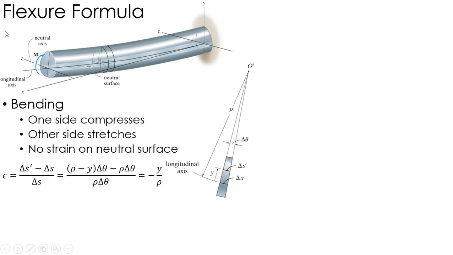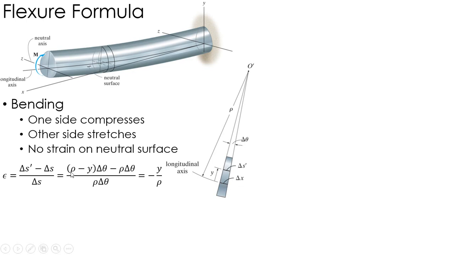Okay, so what I have here again is my strain is delta s prime minus delta s over delta s. Well, delta s and delta x are the same, but for a strain, right? Delta s is the unstrained position. So that's actually what delta x is, because again, no strain is going on right here. Okay. So delta s prime is rho minus y times delta theta. Again, this angle. Okay. Getting the arc length of this side. Okay. And delta s is going to be rho times delta theta. Again, getting that delta x right there.